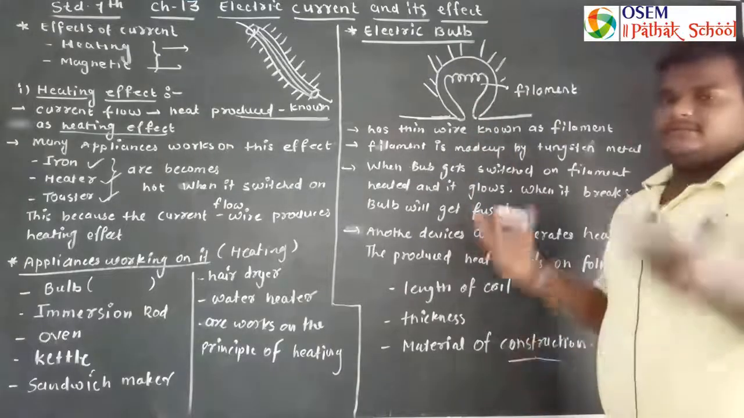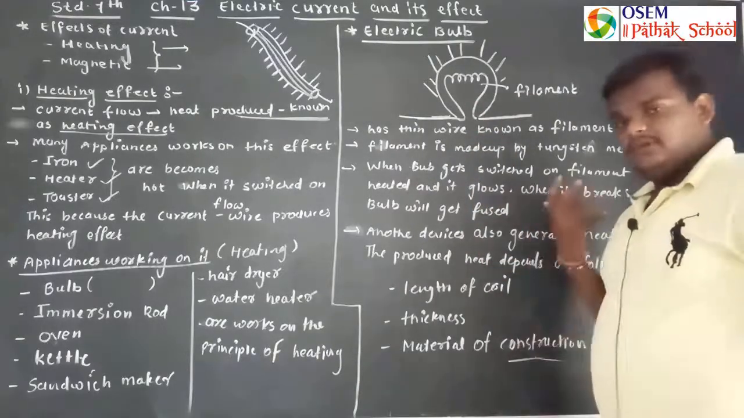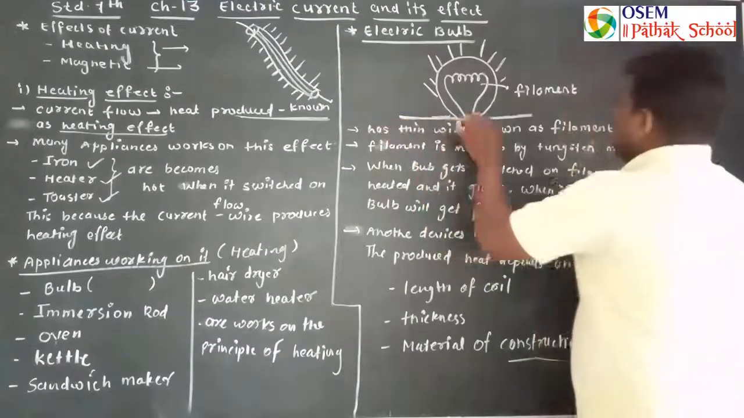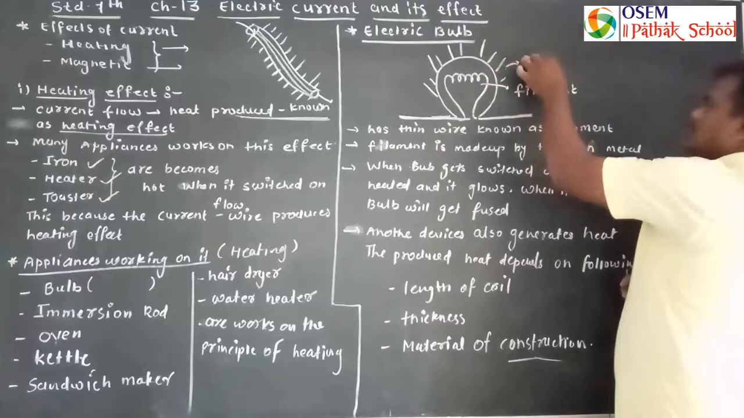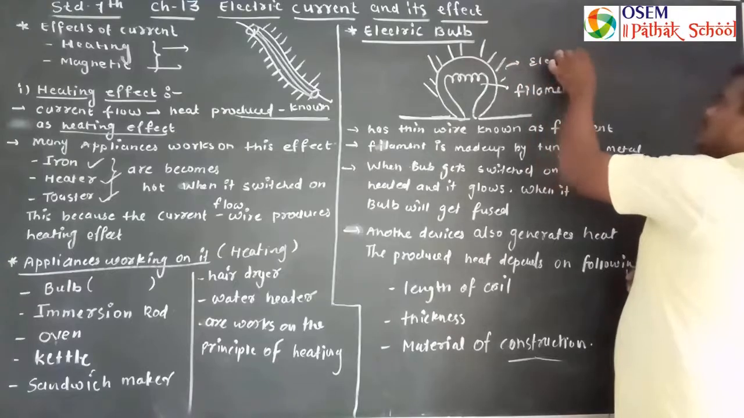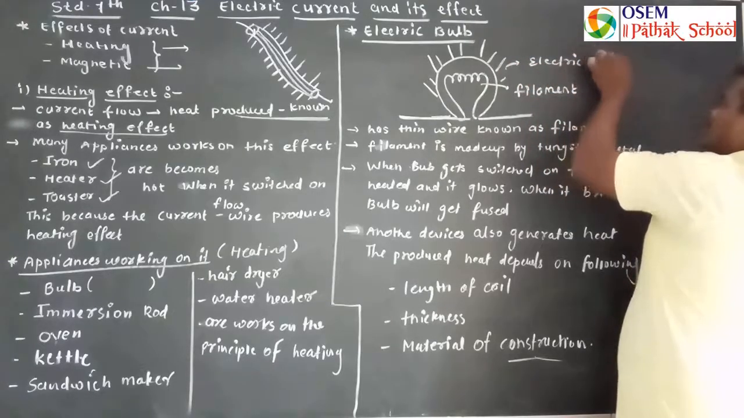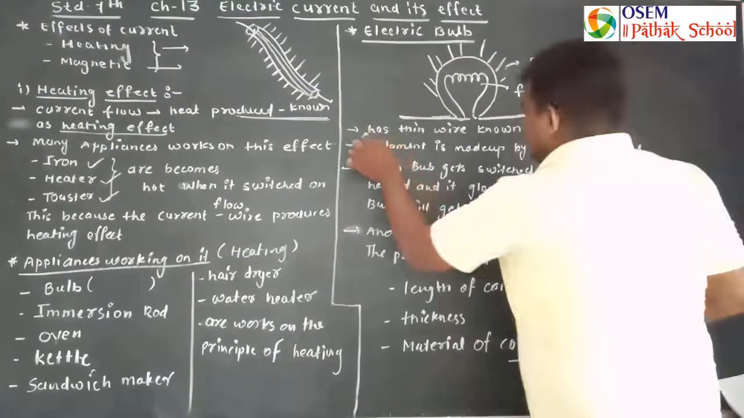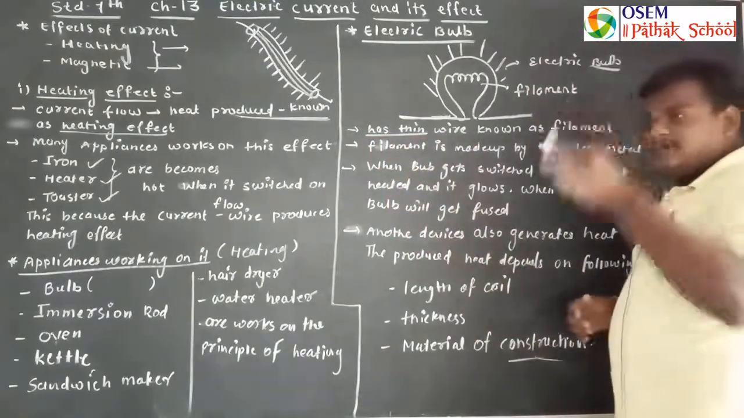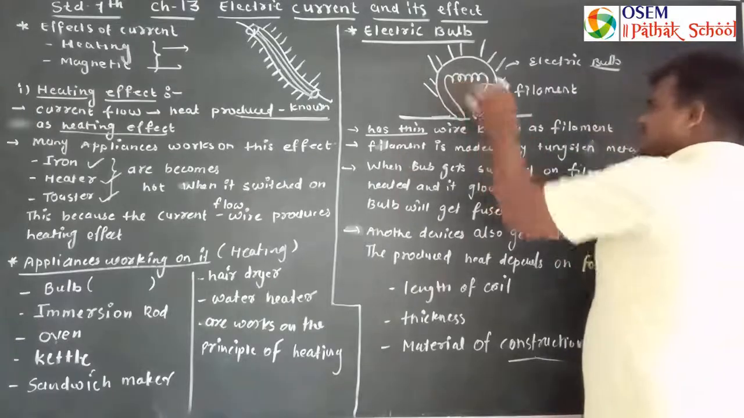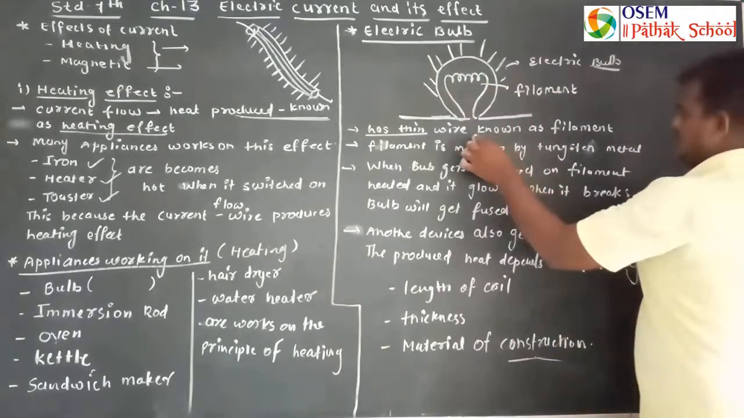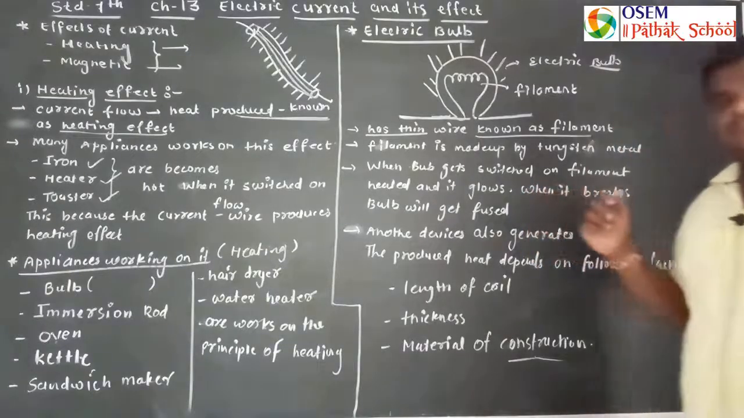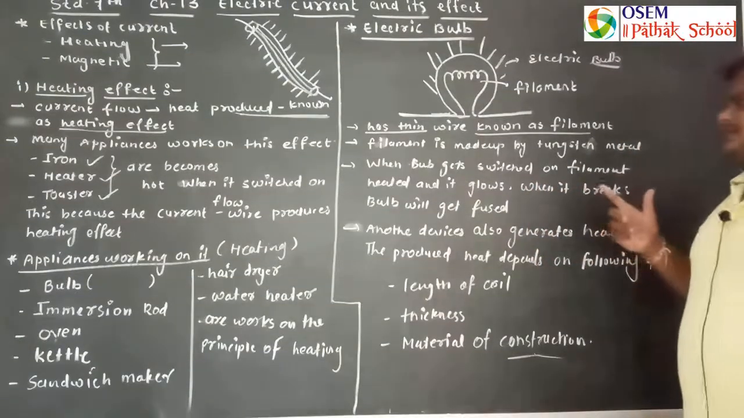Electric bulb we all know about, we have already watched it. So this is the diagram of the electric bulb. Now what is inside this bulb? It has a thin wire. Inside the bulb, you observe this thin wire. It is known as a filament. The wire inside the bulb is known as a filament.